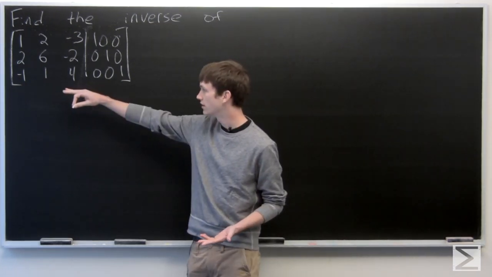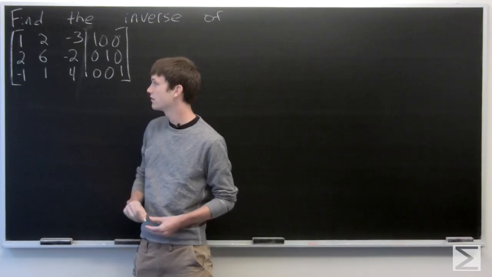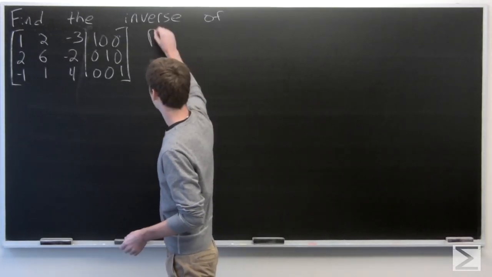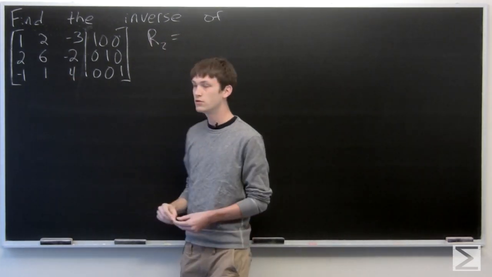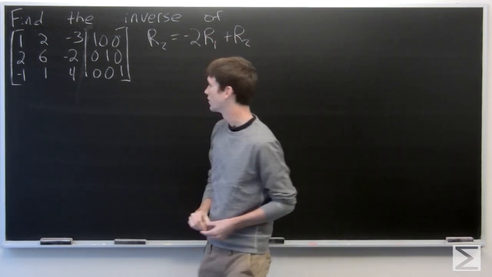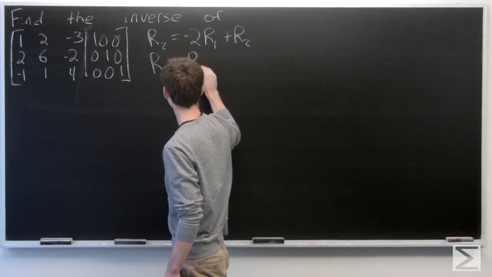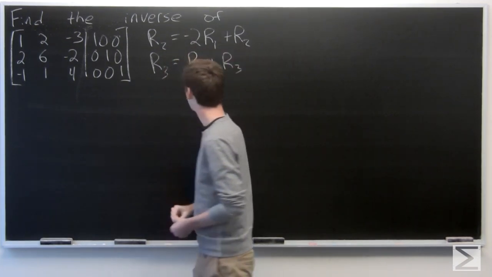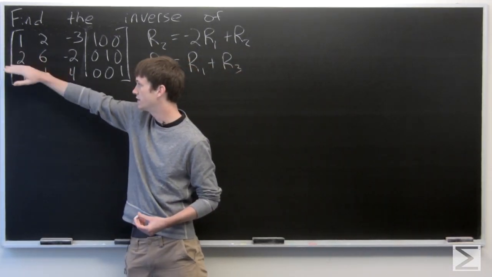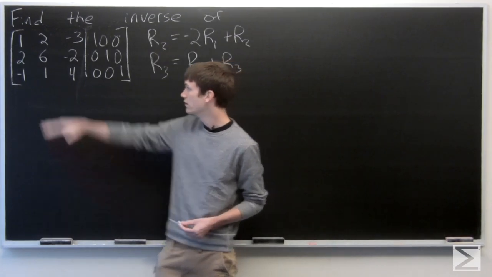So first step, we already have a 1 in the first position, so we just want to clear out the first position in the second and third rows. So we'll set row 2 equal to negative 2 times row 1 plus row 2. And then for row 3, we'll just add row 1 to row 3. So when we multiply negative 2 times row 1, we get negative 2 plus 2 is 0, and 1 plus negative 1 is 0 as well. So we'll go ahead and do that.